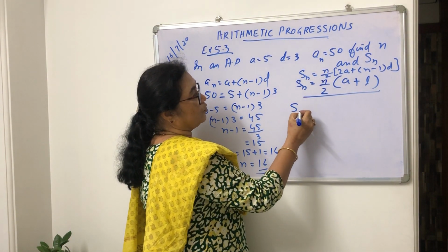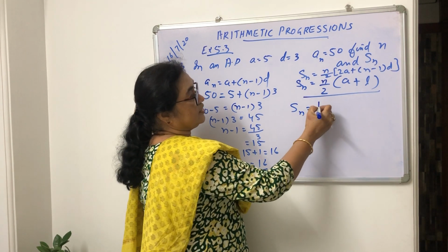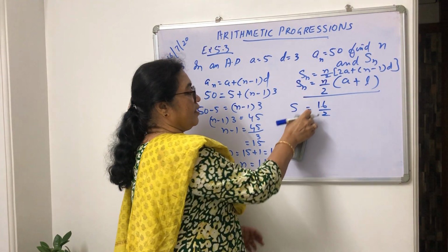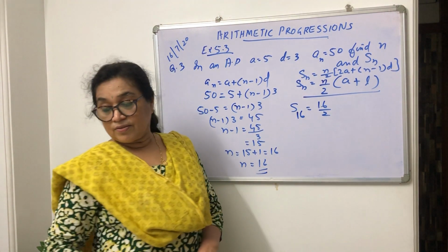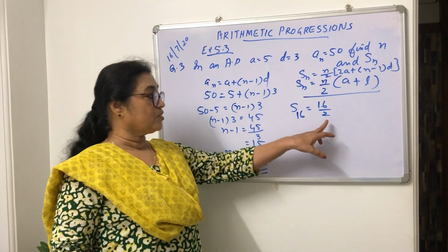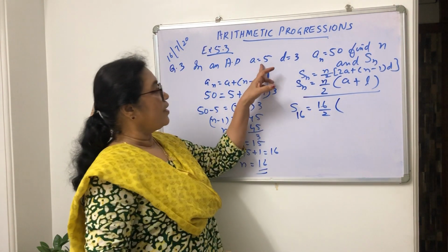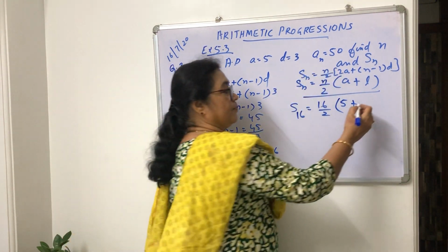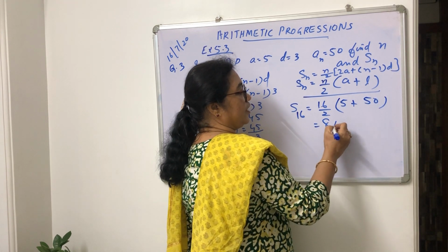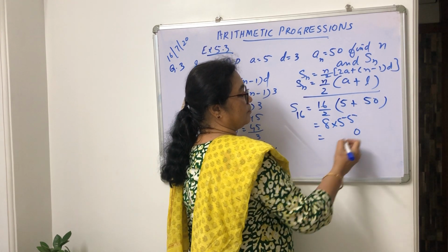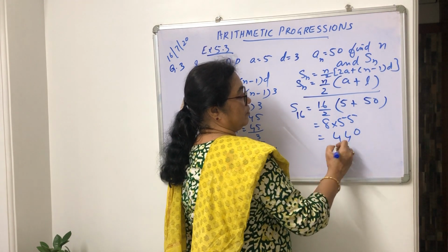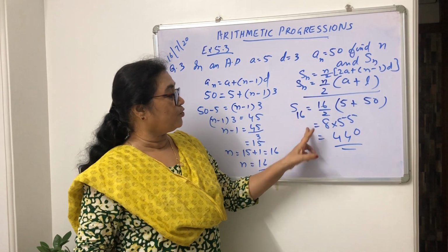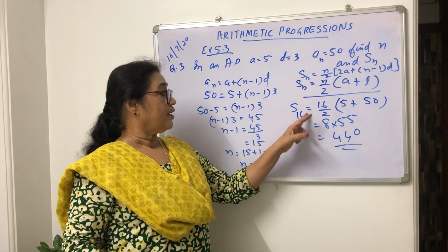So Sn equal to 16 by 2, n is 16. Sn means S16. S16 equal to 16 by 2 into a is 5, last term l is 50, so this is 8 into 55. So S16, that is Sn, equal to 440, n is 16.